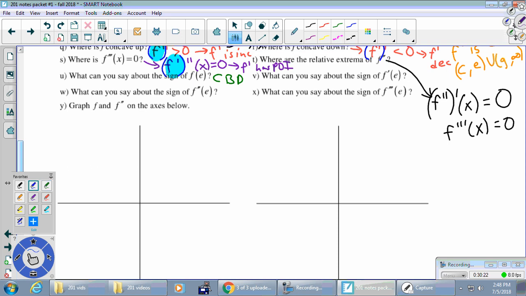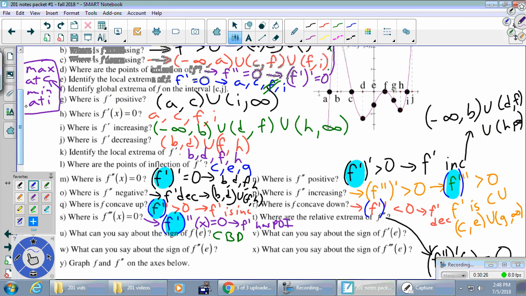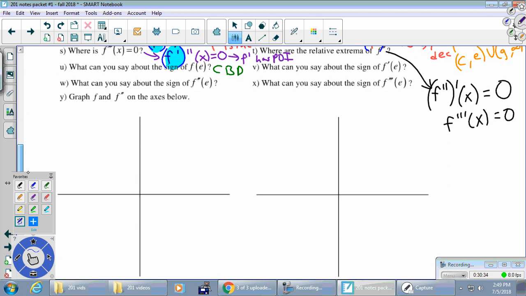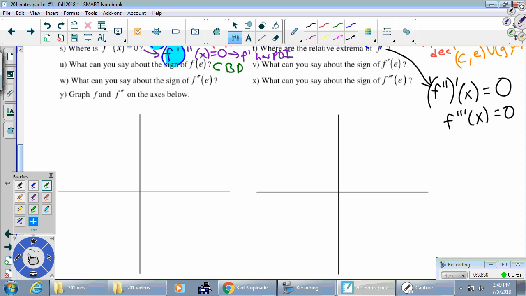So what can you say about the sign of f prime of E? So f prime is the given function. We just have to look at it. F prime of E is just this y value right here. Is that a positive, a negative, or 0? Well, it's a negative, right? It's just down below. So this one is negative.